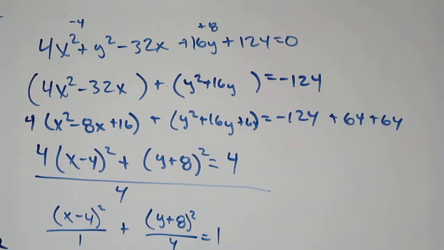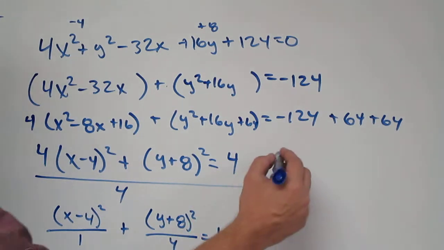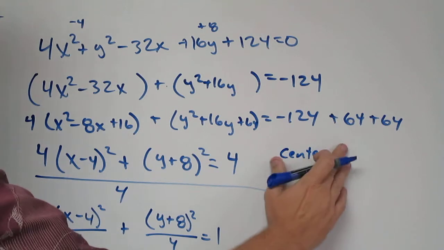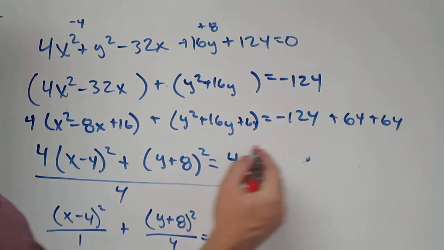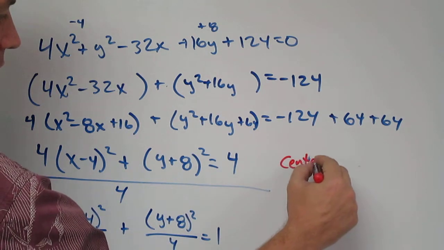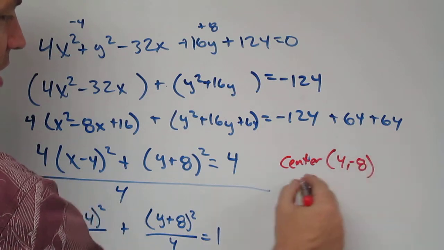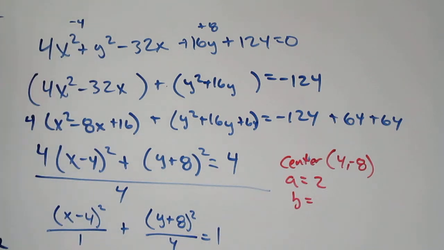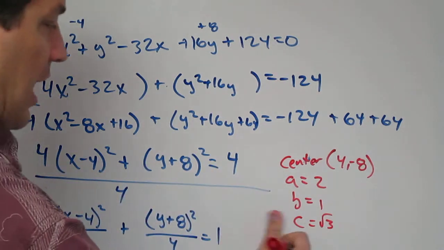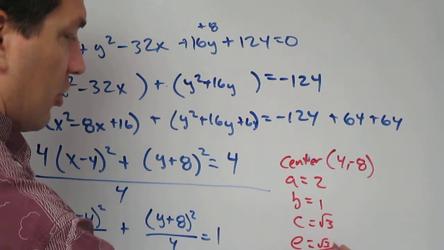So that's nice because now it looks like the form that I'm used to seeing, where I know that the center, let me switch colors so it stands out a little bit more. The center is going to be where? At 4, negative 8. And I would know that a is equal to the square root of the bigger number, b is equal to the square root of the smaller number, and c is equal to a squared minus b squared, and then take the square root. So I'd get the square root of 3. If I wanted to find out what the eccentricity is, I could just say it's c over a, so the eccentricity is square root of 3 over 2.